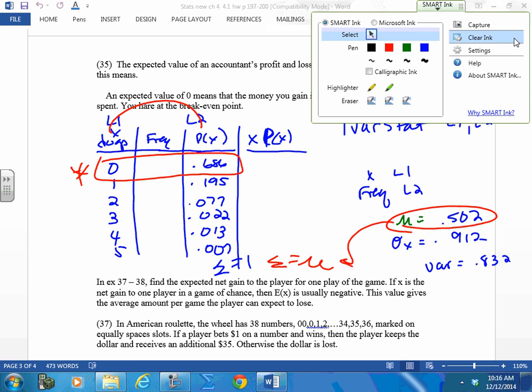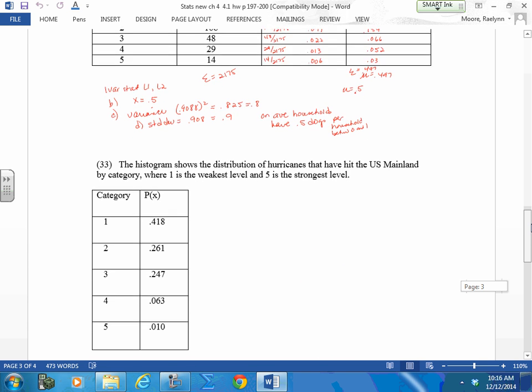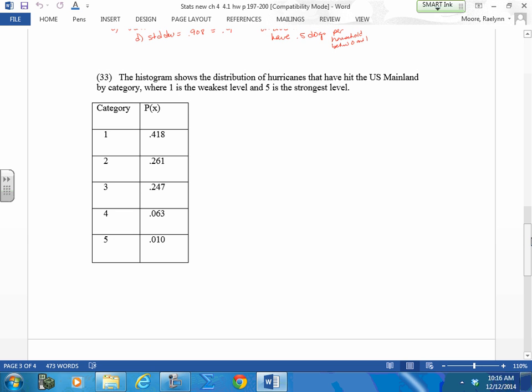Yes. All right, and I think you had to do 33. Okay, let's do this together. The histogram shows, they gave you a histogram. It shows your hurricanes. Your hurricanes, and again, this didn't have a 0 because if you have a 0, you don't have a hurricane. These are your rankings for your hurricanes. So I took them off your bars here. Your bars went like this.